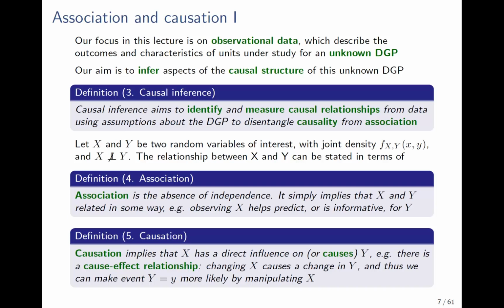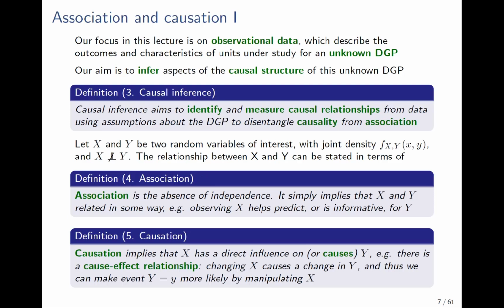Association simply says that there is an absence of independence between the two variables. It implies that X and Y are related in some way, in the sense that observing Y is helpful in predicting, or informative in some way for what we know about X, and observing X helps predict or is informative for what we know about Y. For instance, we could conduct a correlation analysis, a regression, or look at a scatter plot, and that will show us association between two variables, X and Y.